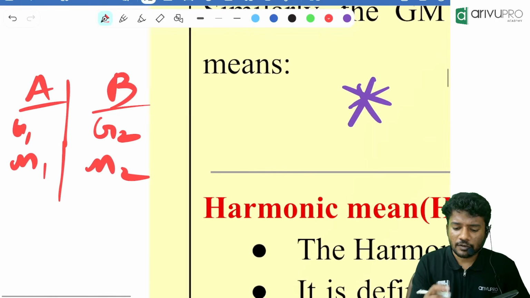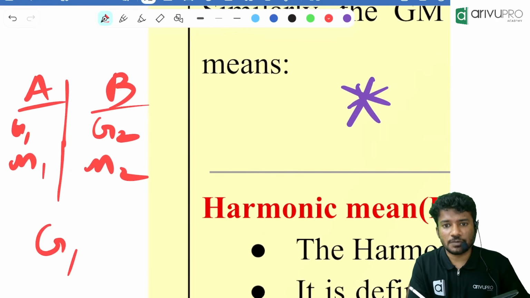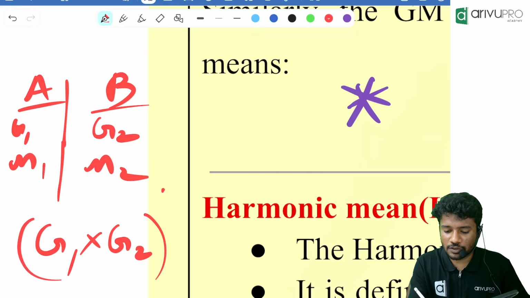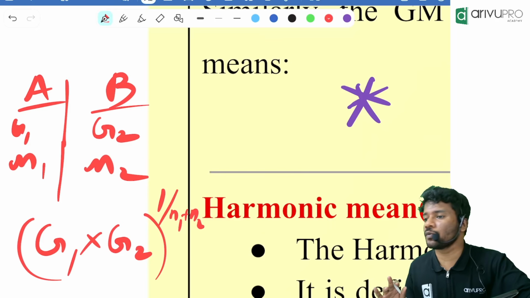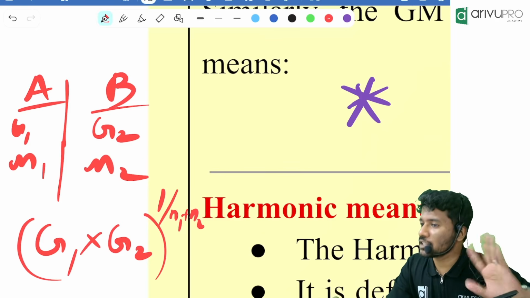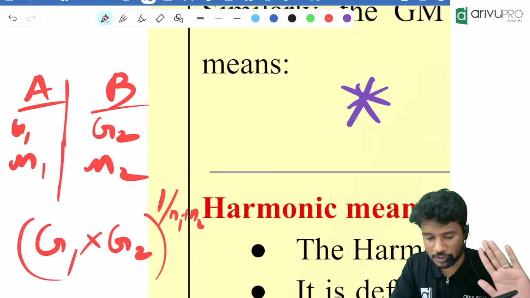Now if they ask for the combined geometric mean, you will do one thing. You will take the geometric mean of the first case into the geometric mean of the second case, the entire thing raised to 1 divided by N1 plus N2. That is the usual way of doing it. But for your examination, this topic is out of the syllabus. It is not required for your examination point of view.